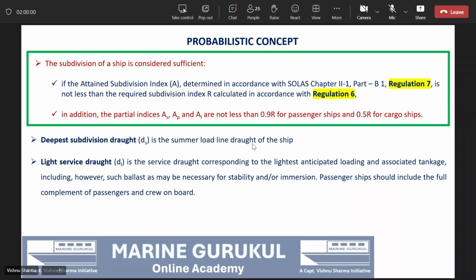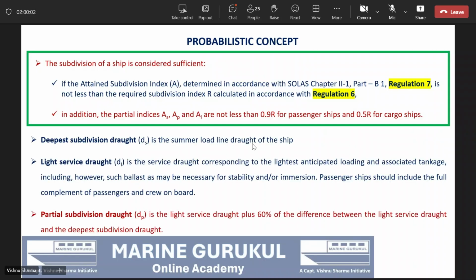What is DS, what is DL, and what is DP? All these three are contained here. I've already explained to you. And that finishes the probabilistic method.